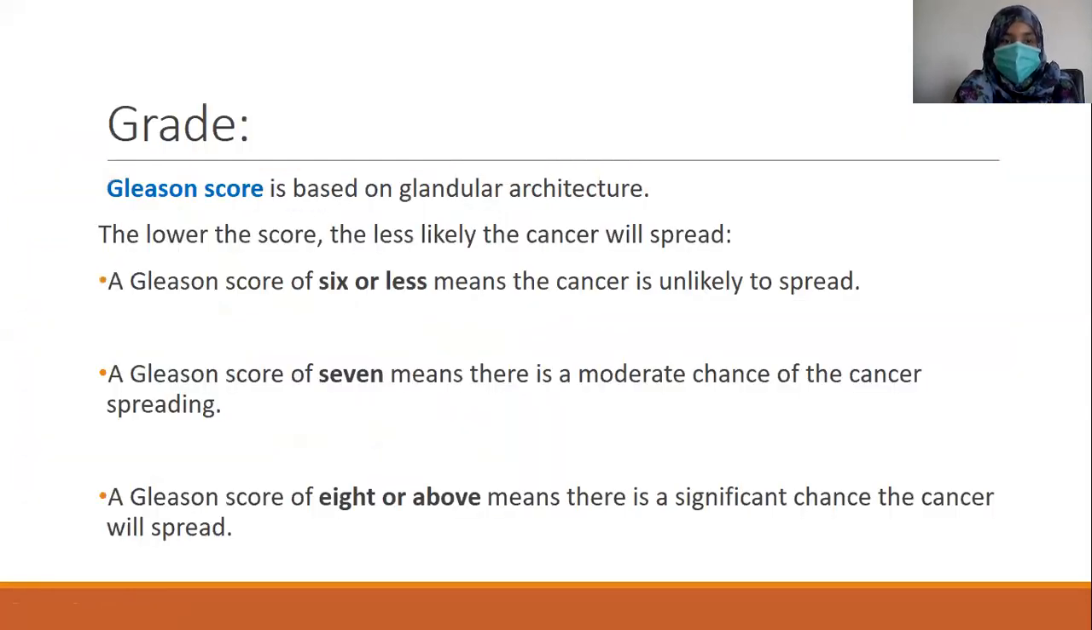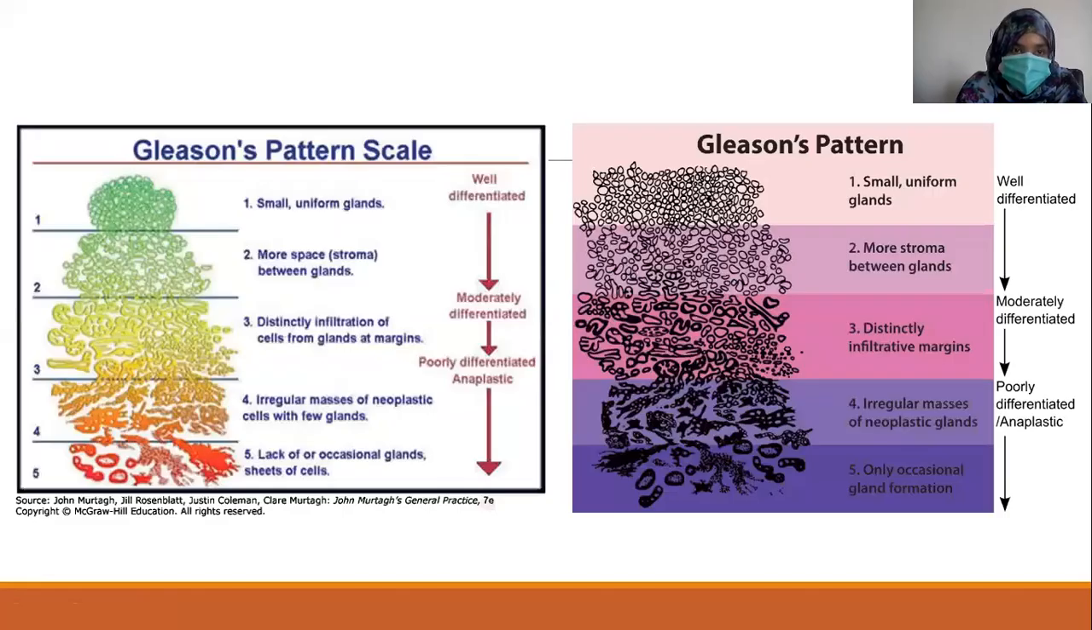So the score of 8, we can see the score of 8 or above means there is significant chance of cancer spread. So this is how we calculate the Gleason score. I hope you got it.